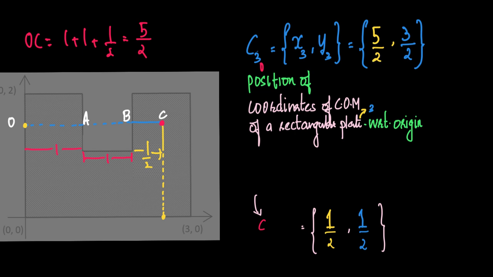Now let's see what happens with the y coordinate. Let us say this is CD. So what is the y coordinate? What is y3? y3 is the distance of this point C from the x-axis.